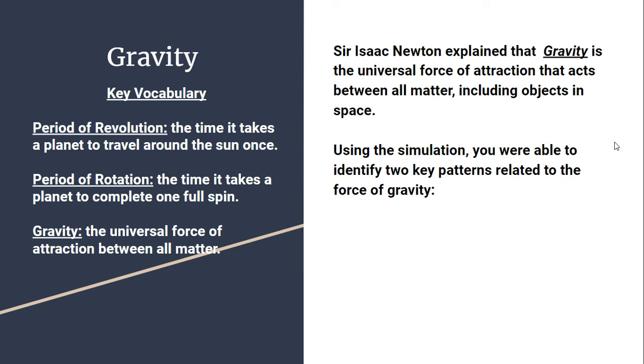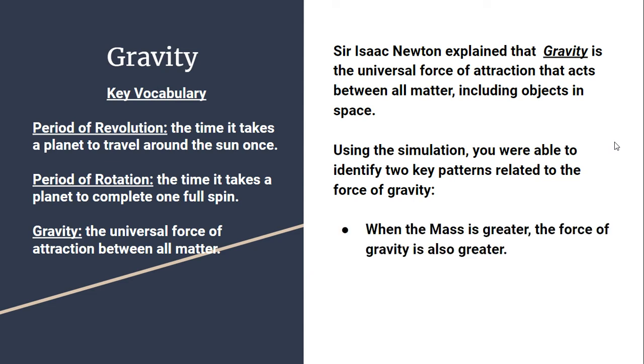Back when we completed our simulation, you were able to identify two key patterns about gravity. Those included that when the mass is greater, the force of gravity is also greater. If you think back to the mass of the Sun being 333,000 times the mass of the Earth, we're talking about really massive objects. And so they have a stronger gravitational pull.